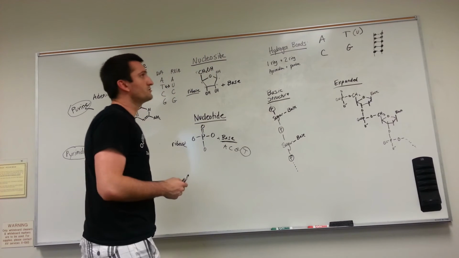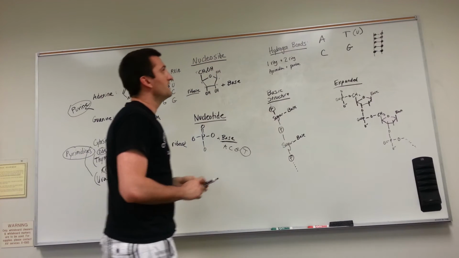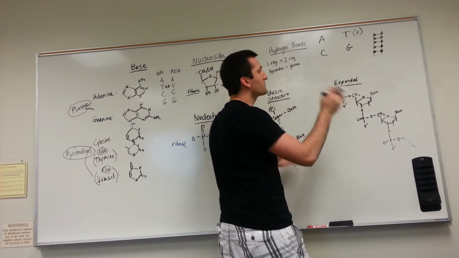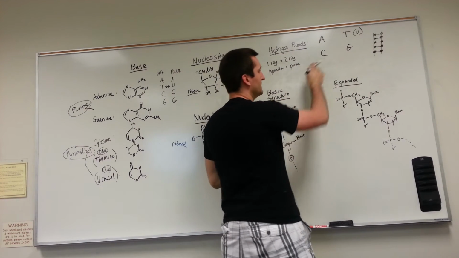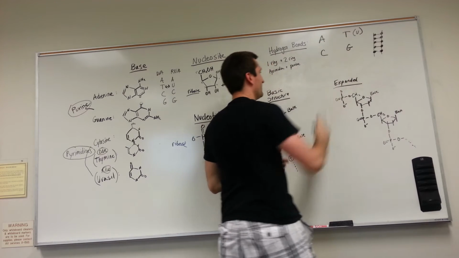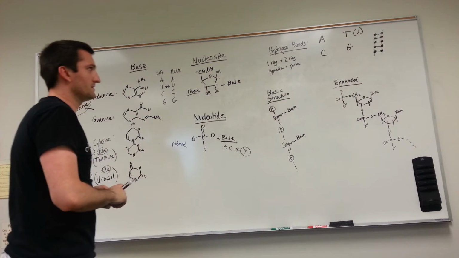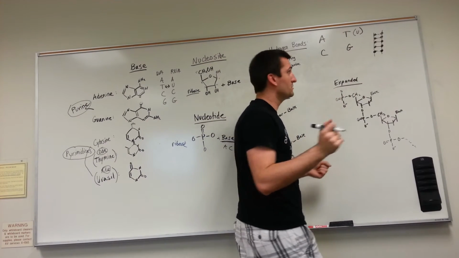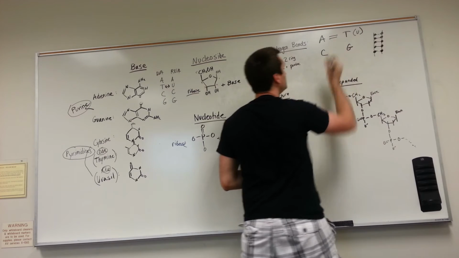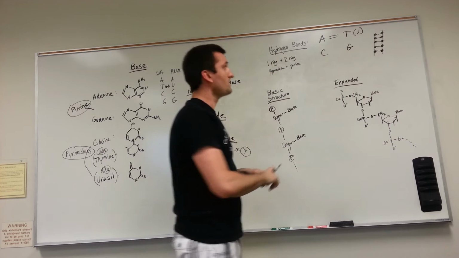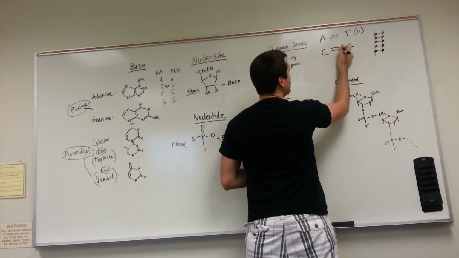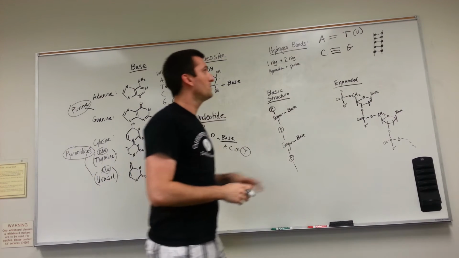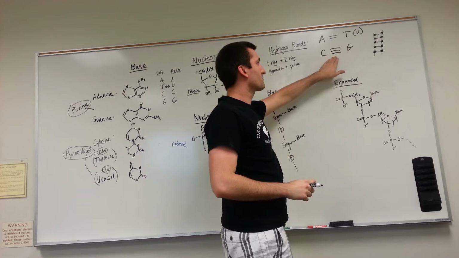So let's draw in these hydrogen bonds. I wrote bonds plural because we know that they have different numbers of bonds formed between a cytosine and a guanine and an adenine and a thymine. So let's talk about this. An A and a T, or likewise an A and a U, are always going to have two hydrogen bonds. Meanwhile, the C and the G will have three hydrogen bonds between them. So we know that two and three.